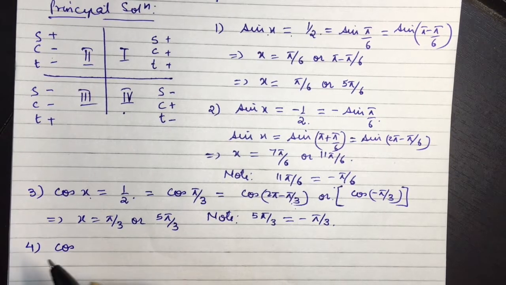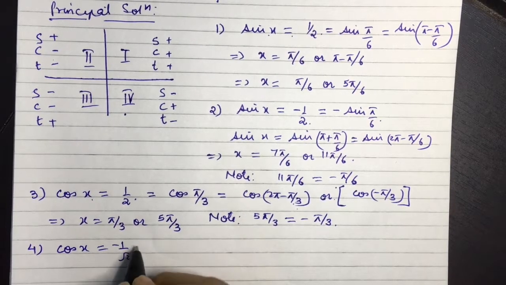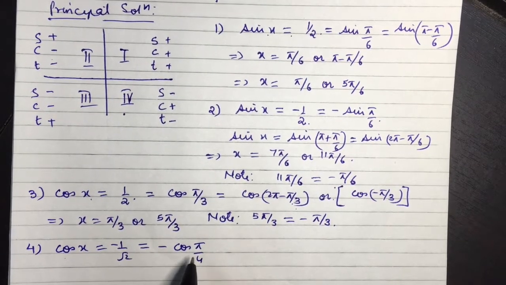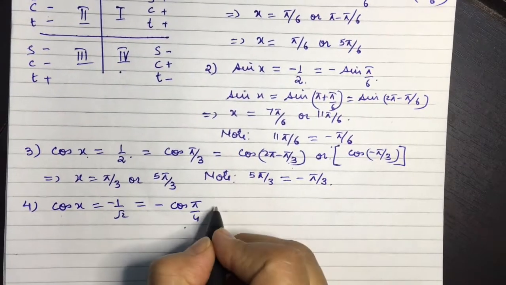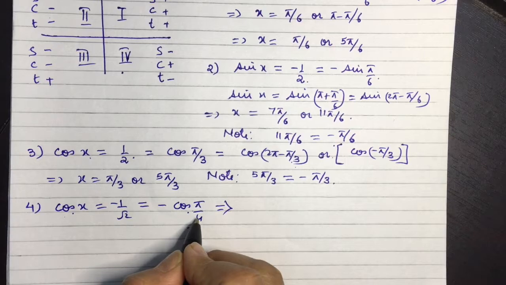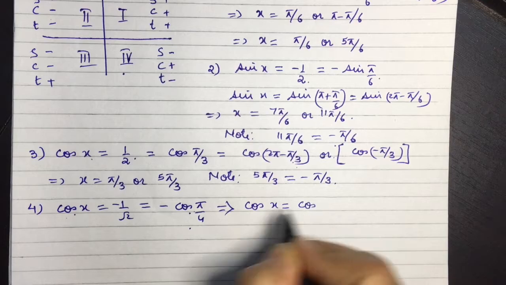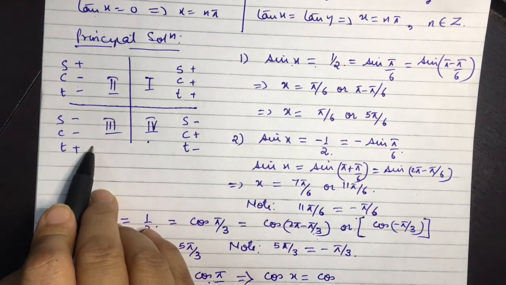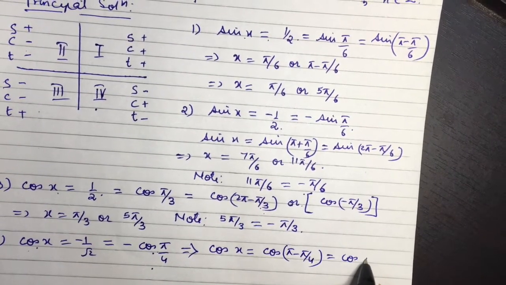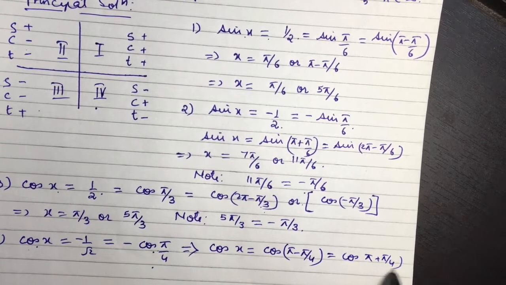Now cos of, let me take it as minus 1 upon root 2. Now, minus cos of 45. Cos is 1 by root 2 at 45 degrees, but I can't compare one cos with one negative cos. So this negative value has to be absorbed. So I write cos x equal to, when is cos negative? Cos is negative in the second and the third quadrant. So I write pi minus pi by 4, and it is also equal to pi plus pi by 4.